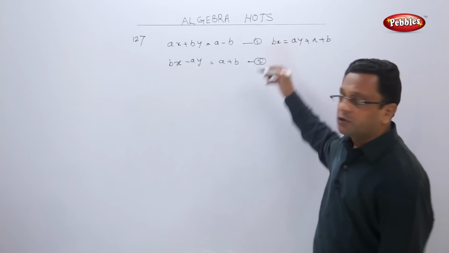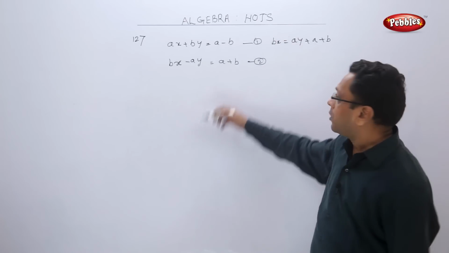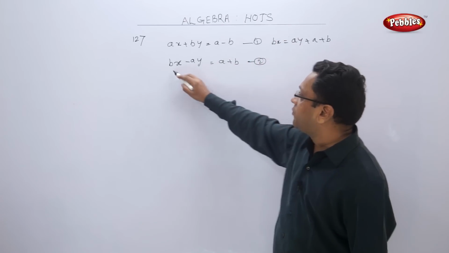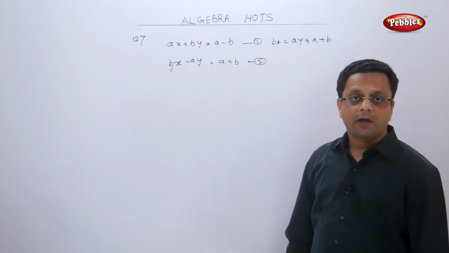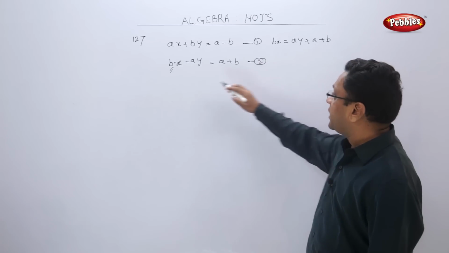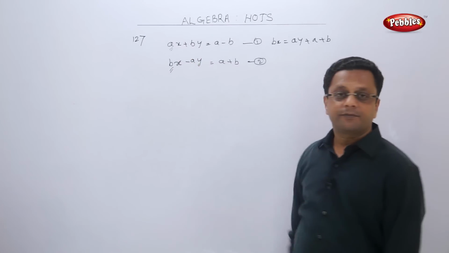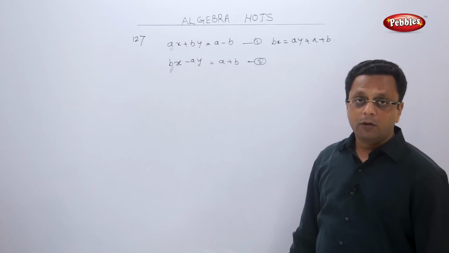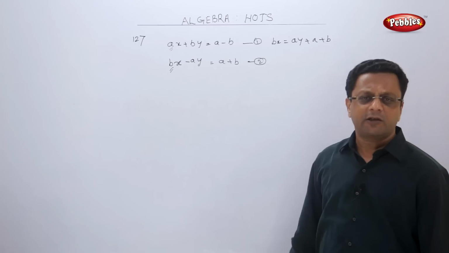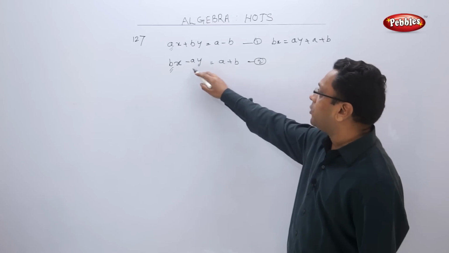From these two equations we will get two more equations. Now you will multiply this first equation by this b, and you will multiply the second equation by a, and so you will get two more equations, subtract them, and you will get the value of y.